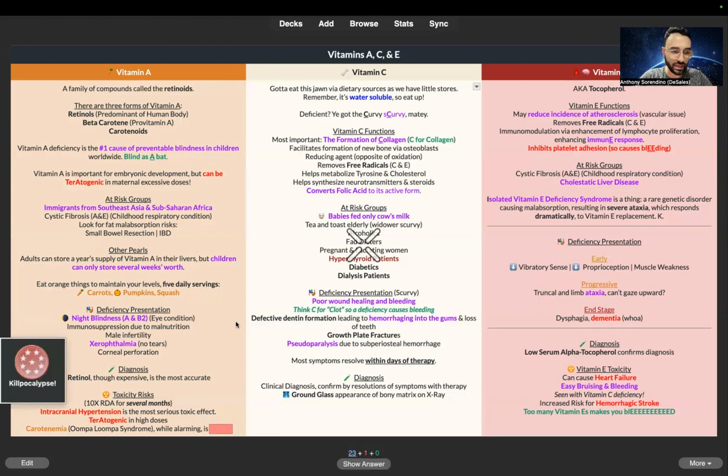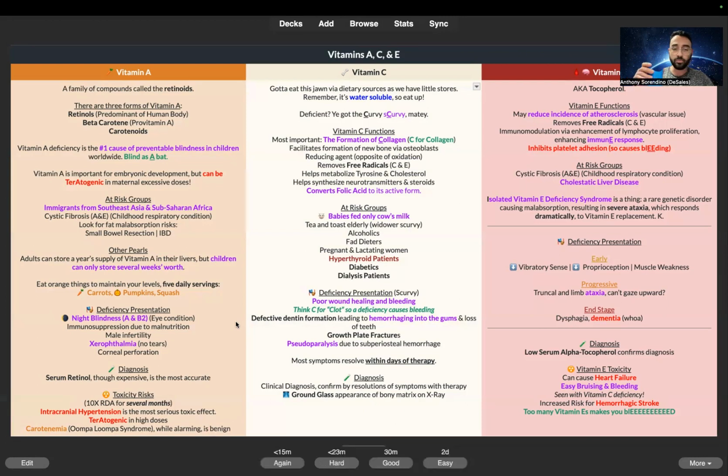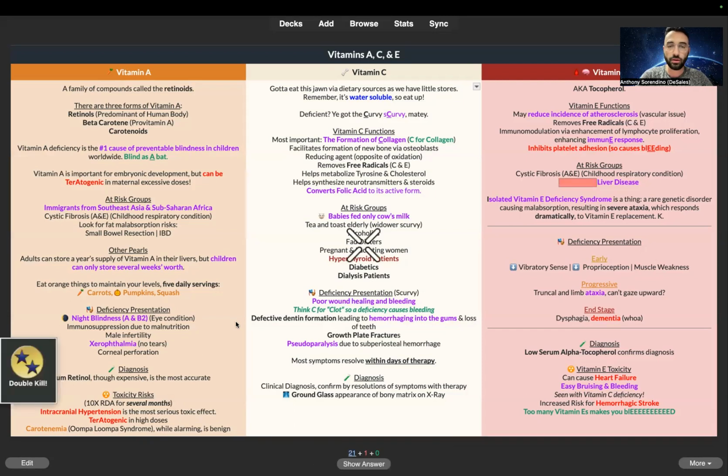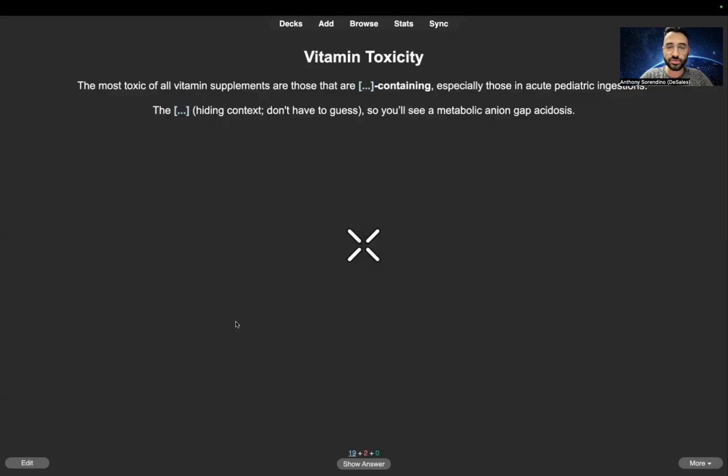This is toxicity of E, too much of that, which makes sense. It's going to make you bleed when you have too much. Carotenemia, this Oompa Loompa syndrome, which I called it, is quite alarming but benign. Poor wound healing and bleeding. So C for clot is going to help you clot. So deficiency in that will make you bleed. Cystic fibrosis. We have this liver disease. Cholestatic. Okay. Pregnant and lactating women. Hyperthyroidism patients. So hyperthyroid patients are at risk for vitamin C deficiency.